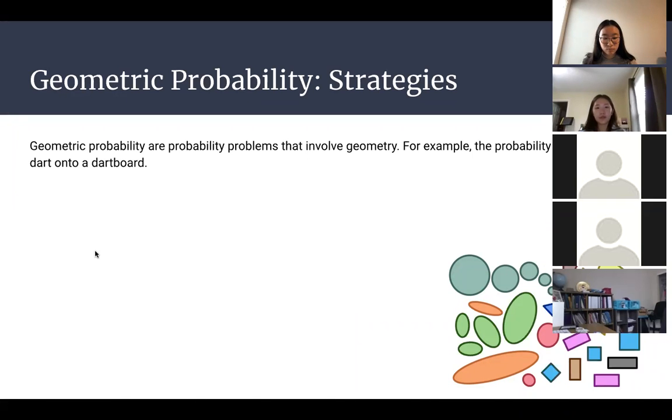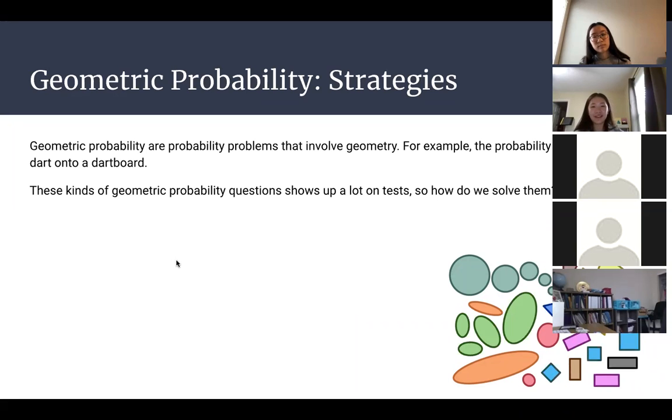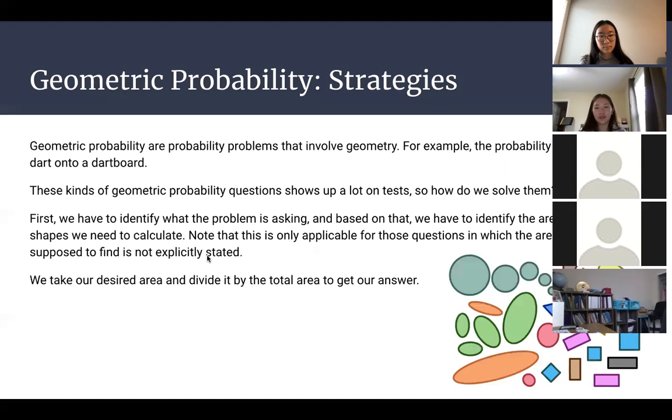Okay, so we're now going to go over geometric probability. It's just probability problems that involve geometry, like throwing a dart onto a dartboard, something like that. They show up a lot on tests, and sometimes they can be really confusing and overwhelming. So we're going to go over how to solve them today.